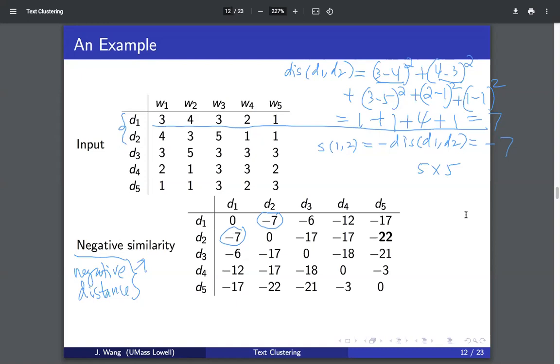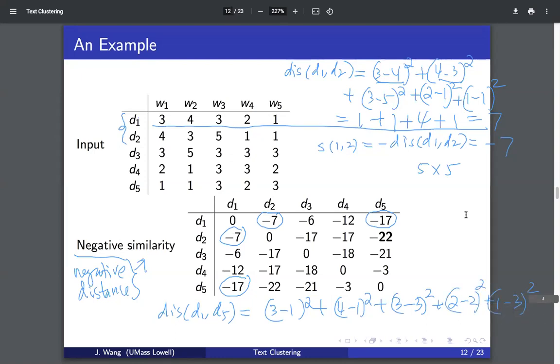Let's do one more calculation, D5 and D1, which is the same as D1 and D5. The distance is (3-1) squared plus (4-1) squared plus (3-3) squared plus (2-2) squared plus (1-3) squared. So this is 4, and 4 minus 1 is 3, 3 squared is 9, then 0, 0, and again 4. That's 17. You take the negative, and you get minus 17.